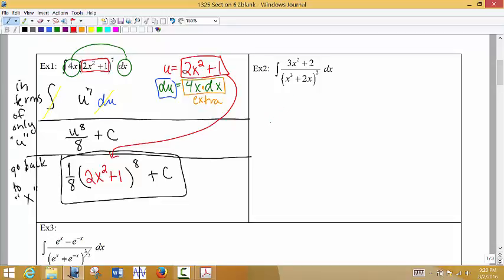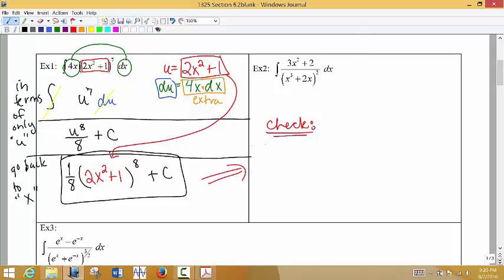Now, let's remember something. We can always check our integration. How can I check it? What we're saying is that this is the original function. If I take the derivative of it, I get 4x times 2x squared plus 1 to the 7th power. So let's check. Let's take the derivative of this.